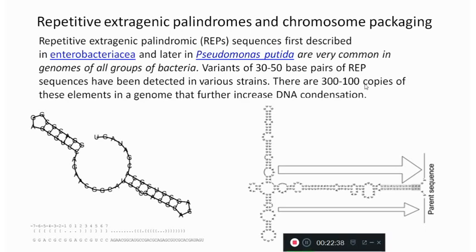And how do they actually help in compaction? They form this kind of stem loop type of structures, and in this manner they help to reduce the volume of the chromosome. So it further adds into the compaction and into the packaging of the chromosome.